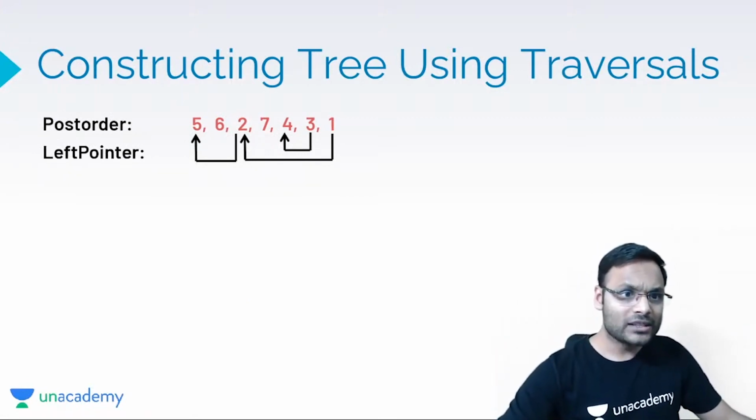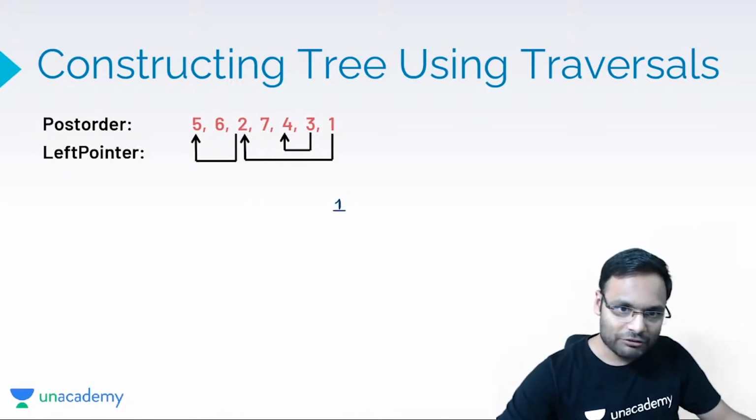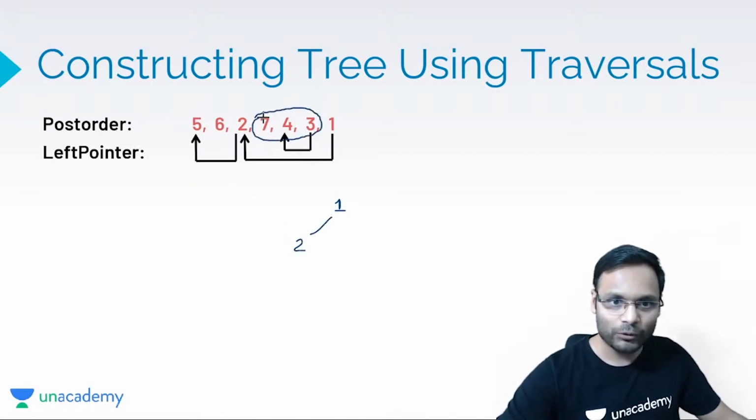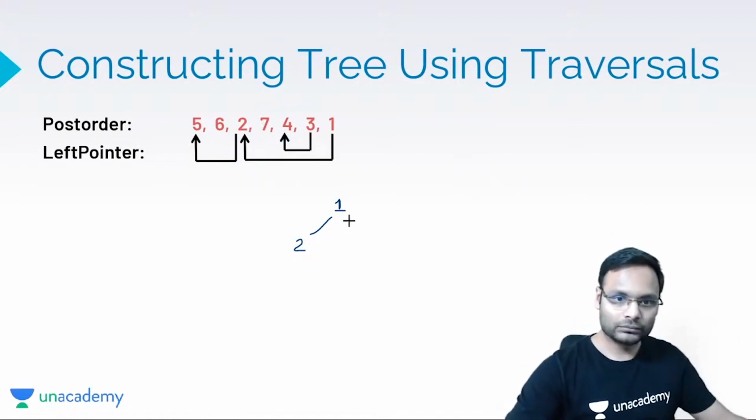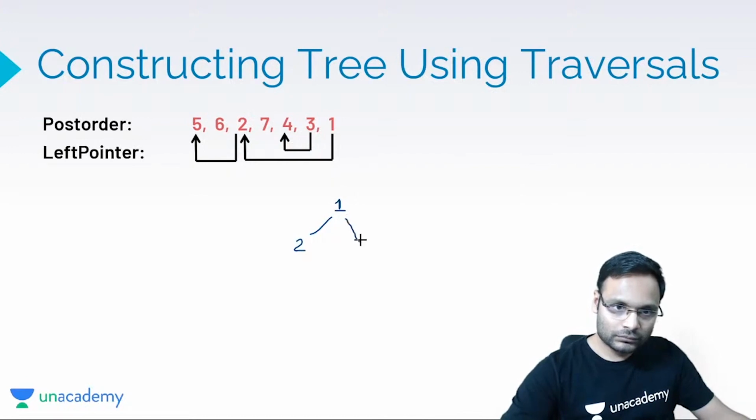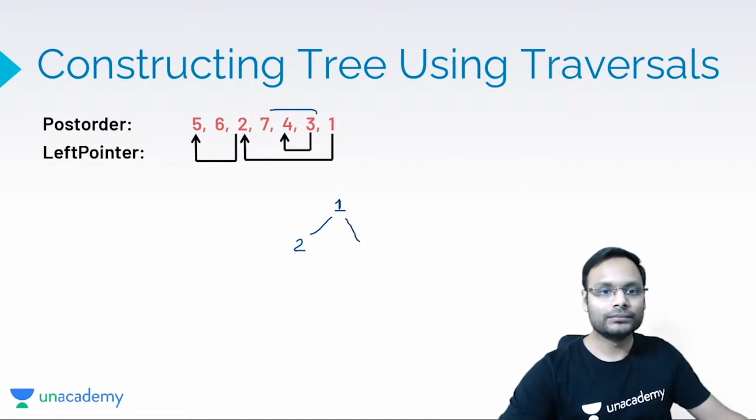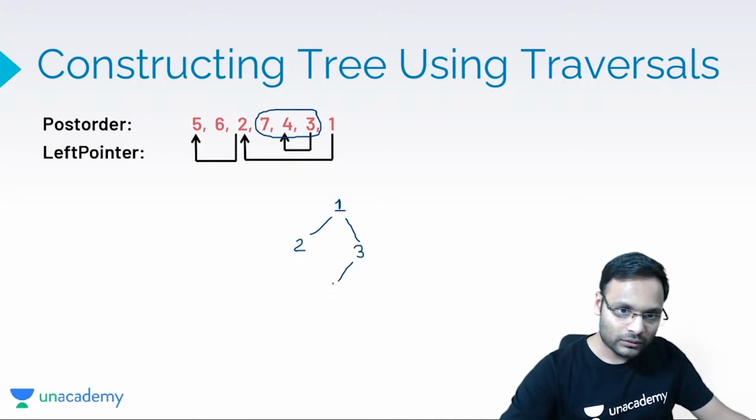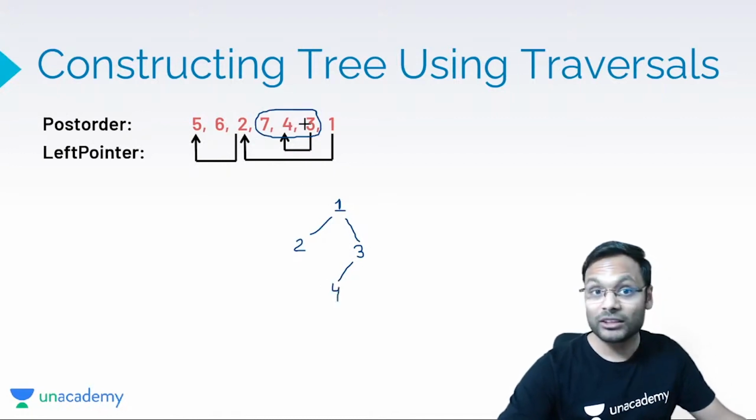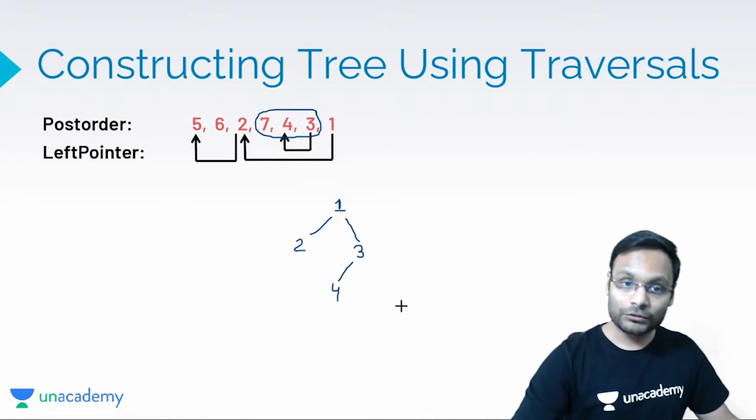How? Root is the last symbol, 1. 1 is root. Okay. Left child pointer is given, 1's left child is 2. Whatever comes between 1 and 2 should be in the right subtree of 1. Right subtree: 7, 4, 3. Now in that, the last symbol is root, 3. Left child of 3 is 4. Is there anything between 3 and 4? No. So there is no right child of 3.